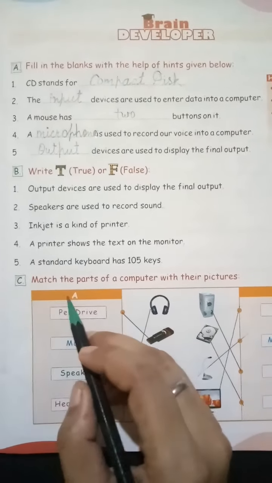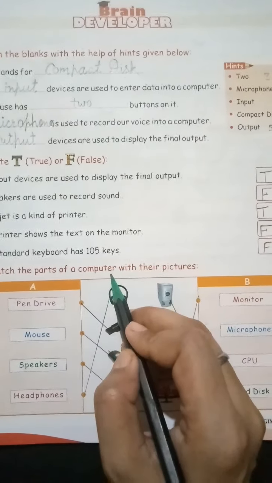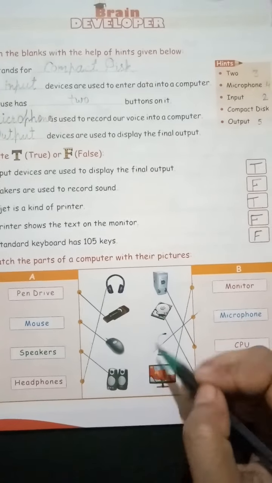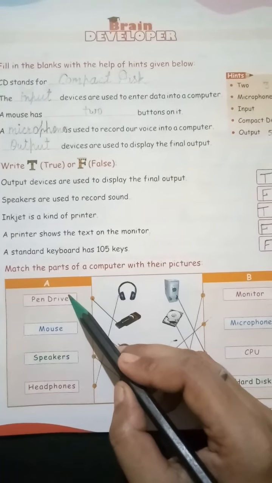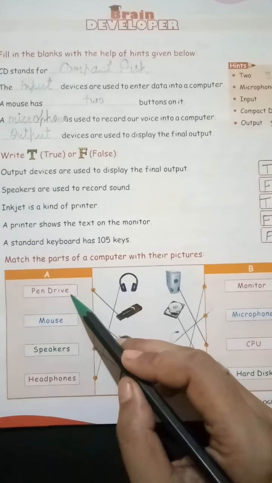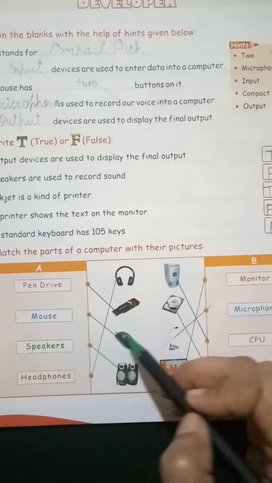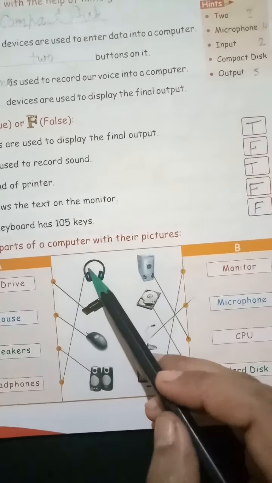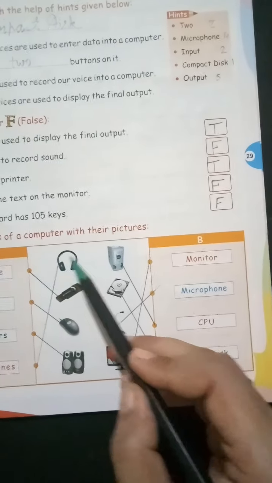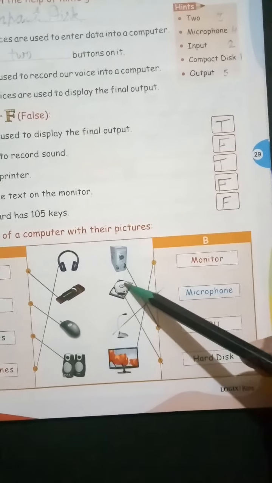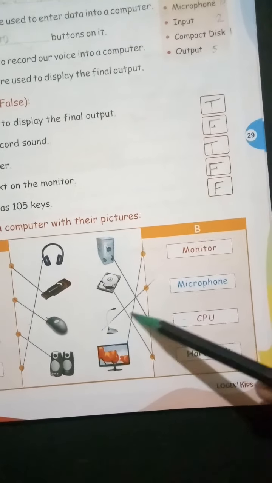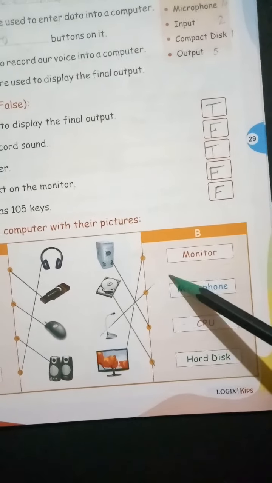Question number C. Match the parts of a computer with their pictures. Pictures are given over here. You have to match them with their names. Pen drive here, mouse here, speakers here, headphones, this is here. Part B: hard disk, CPU, microphone and monitor. So match it properly.